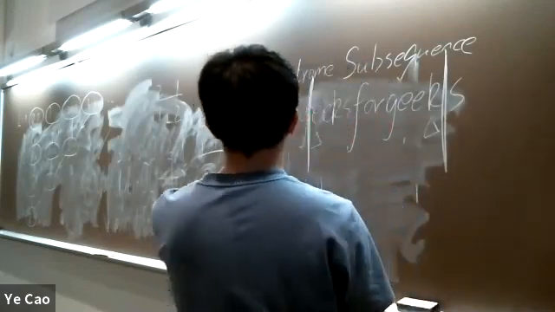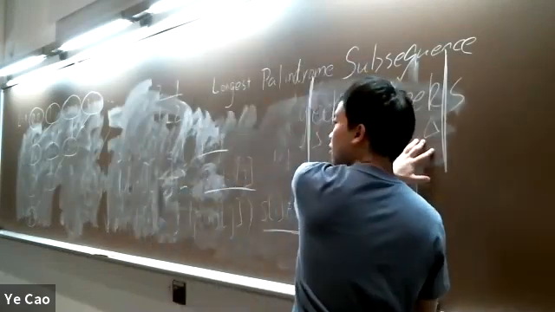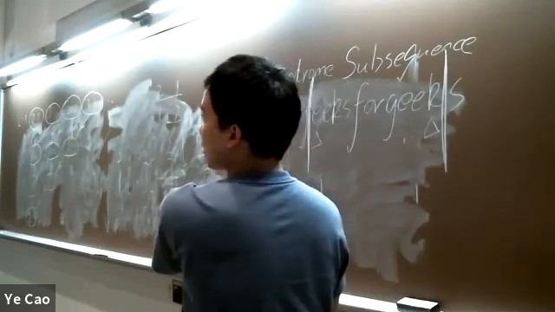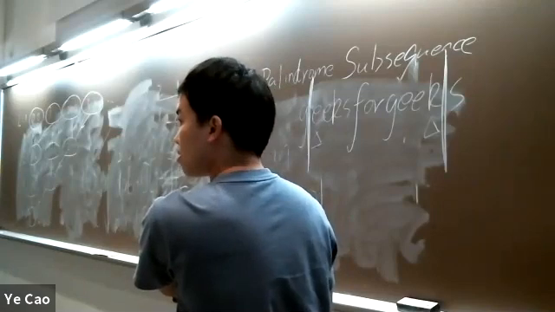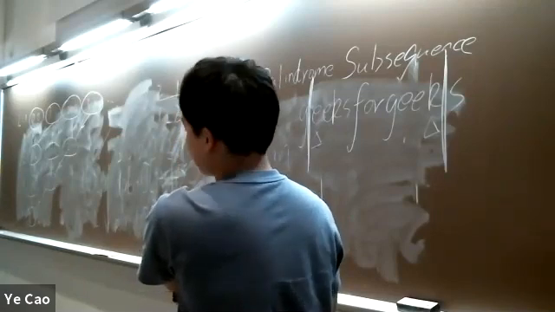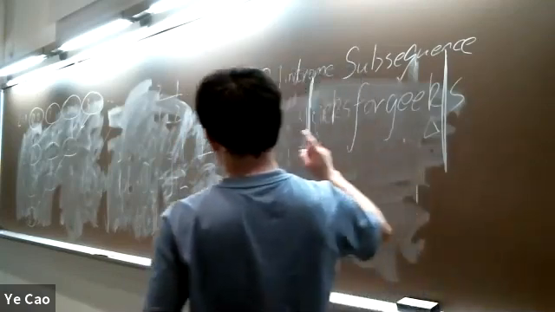So what would be the longest palindrome within this bound? It would be EE. What are the middle terms? EE. Exactly, yeah, that's right.